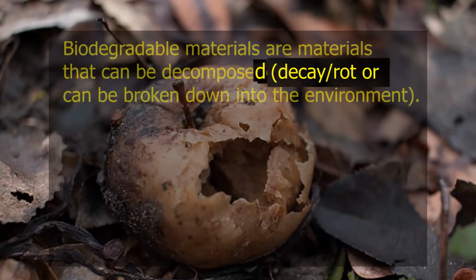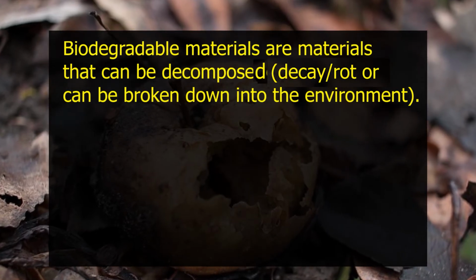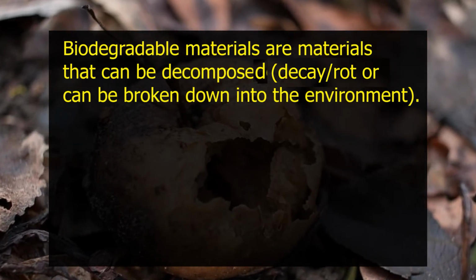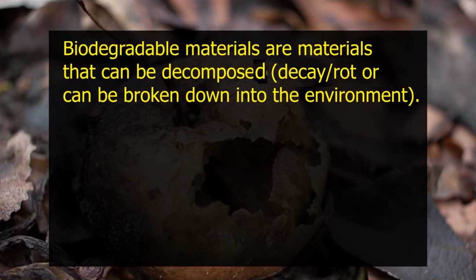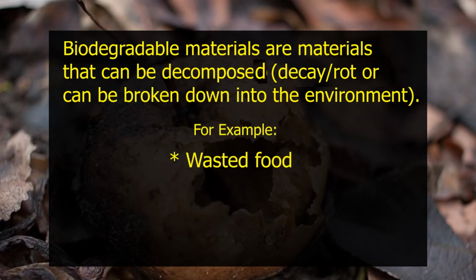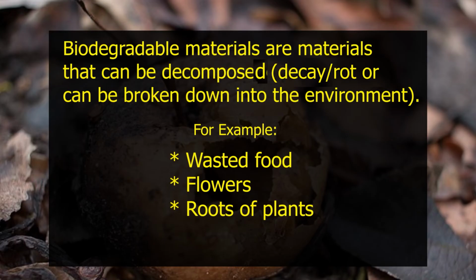Now, let's discuss the biodegradable materials. Biodegradable materials are those materials that can decompose. Remember, decompose means decay, rot, or be broken down in the environment. So, biodegradable materials are all those materials that can decompose, decay, rot, or be broken down in the environment. Examples are wasted food, flowers, roots of plants, paper.